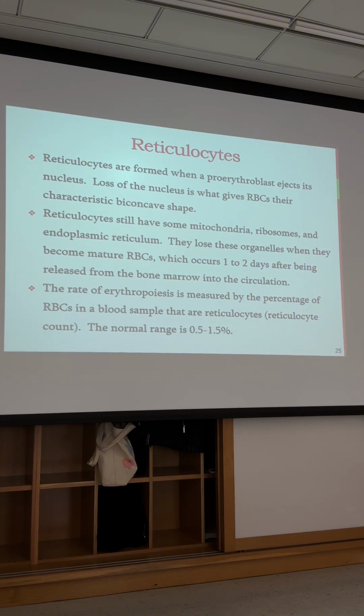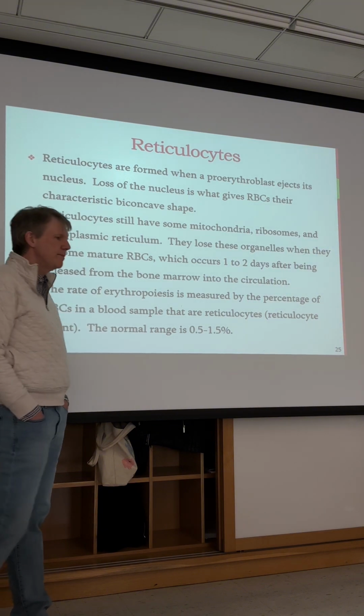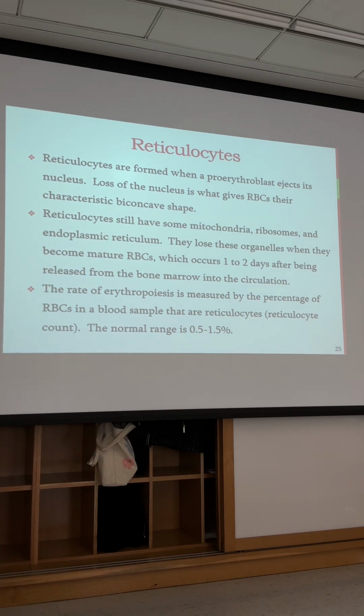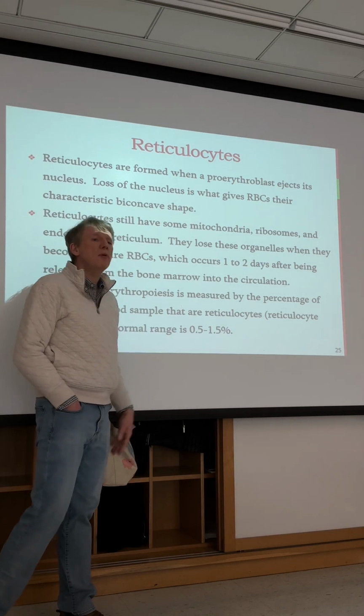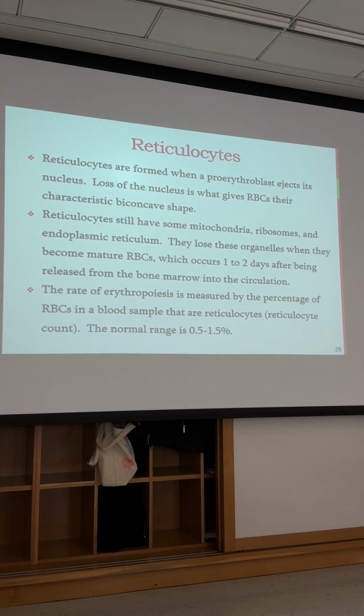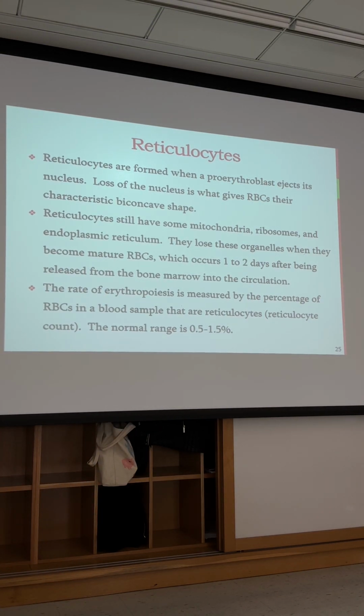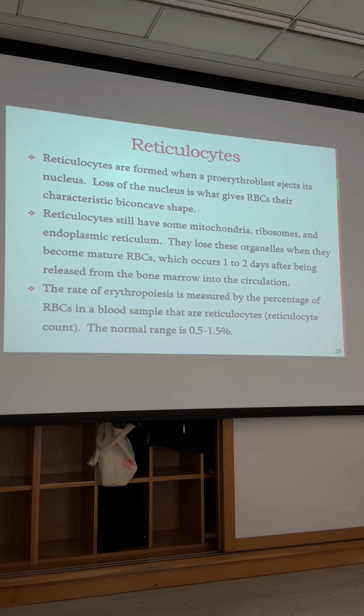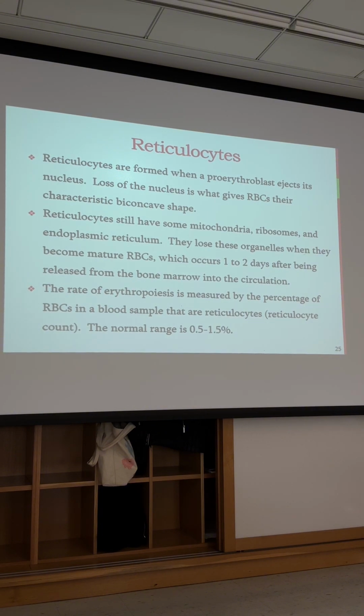If you get a blood test done, one of the things that they'll usually test is the reticulocyte count. The reticulocyte count is the percentage of your red blood cells that are these reticulocytes, these baby red blood cells. In a normal person, around 1% of their red blood cells should be reticulocytes. You could see higher or lower numbers than this in people that have different problems.